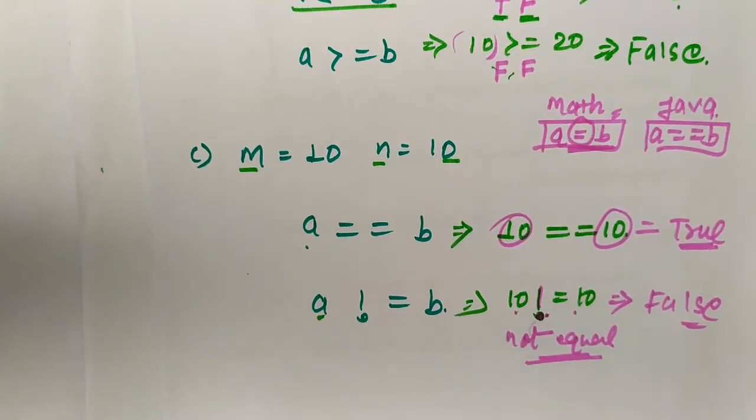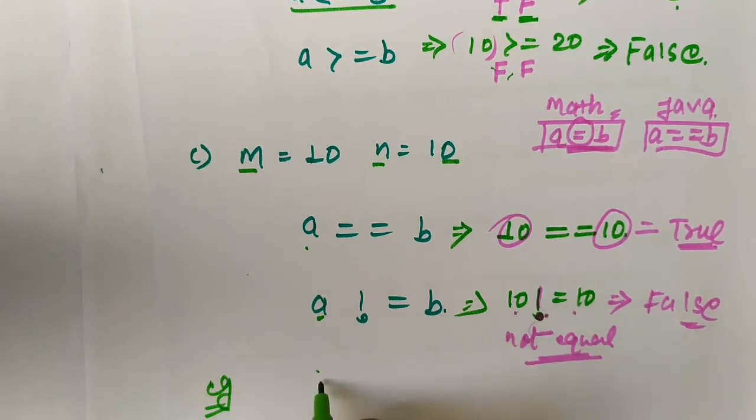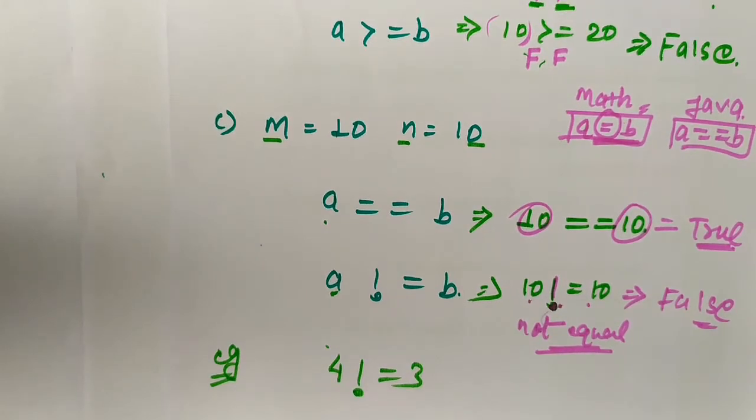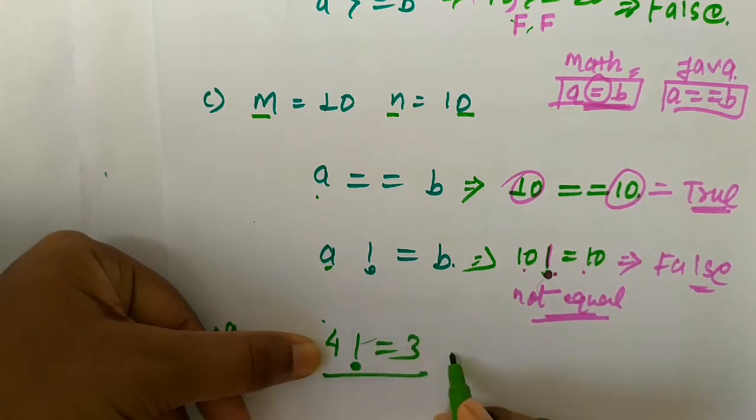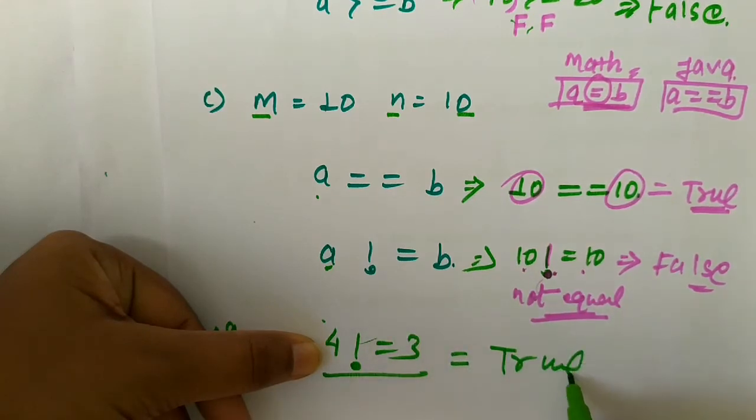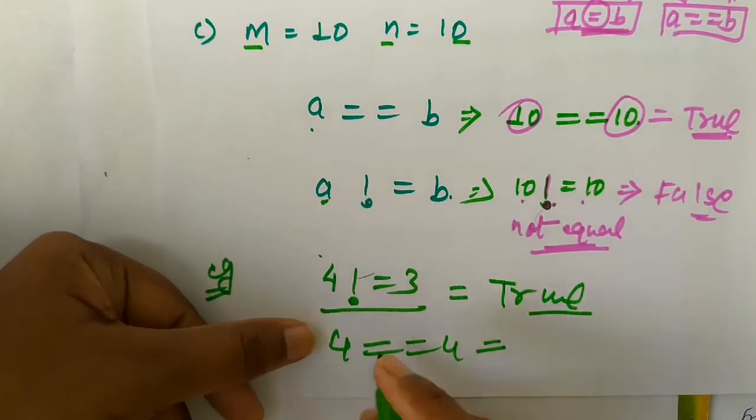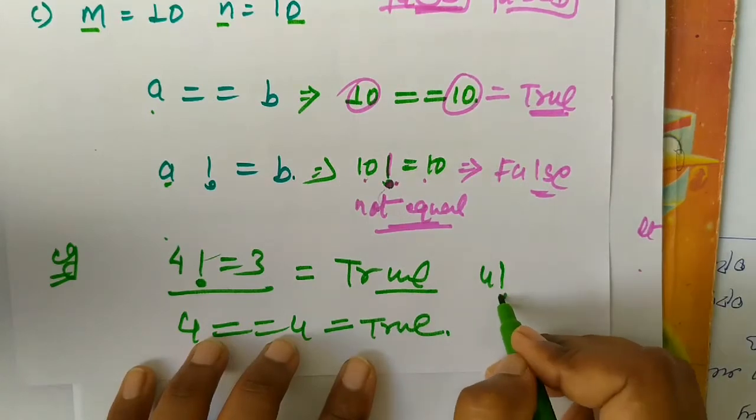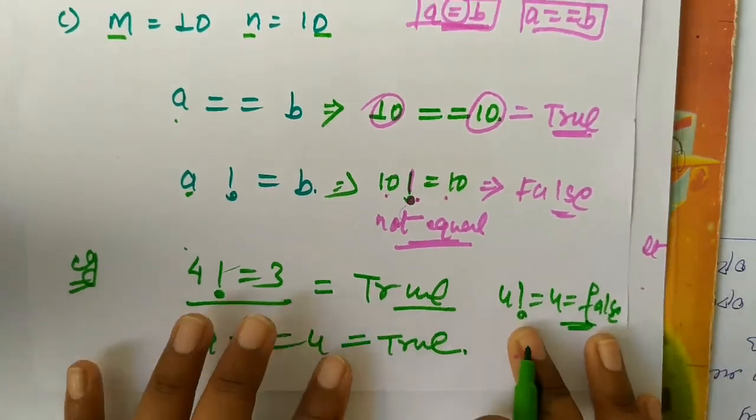Let's take another example related to not equal to. Suppose 4 not equal to 3. I have written 4 not equal to 3. Is 4 really not equal to 3? Yes, both are not equal. So the result is true. If both are equal, the result is false. If I write 4 not equal to 4, this is false.